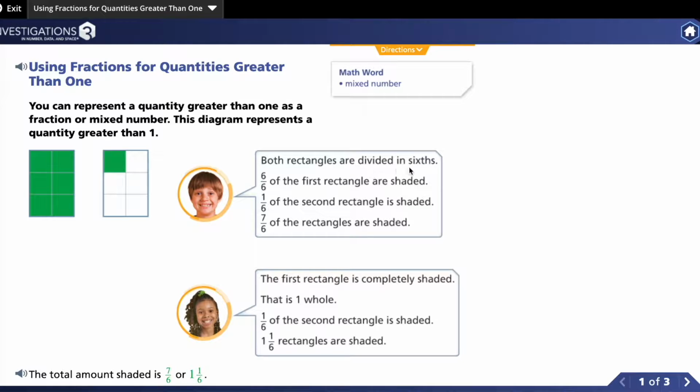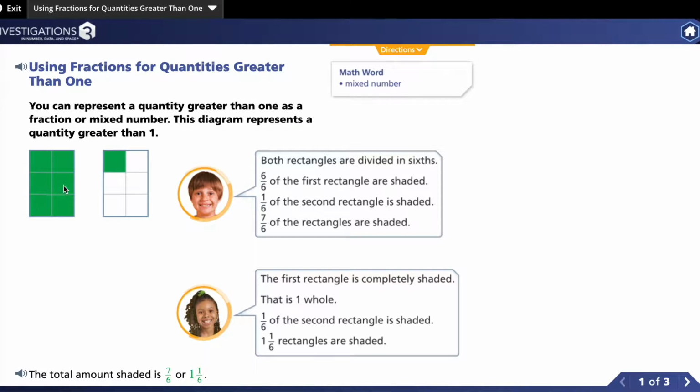Both rectangles are divided into sixths. 1, 2, 3, 4, 5, 6. 1, 2, 3, 4, 5, 6. 6 out of 6, or 6/6, of the first rectangle are shaded. 1/6, or 1 out of 6, of the second rectangle is shaded. 7/6 of the rectangles are shaded.